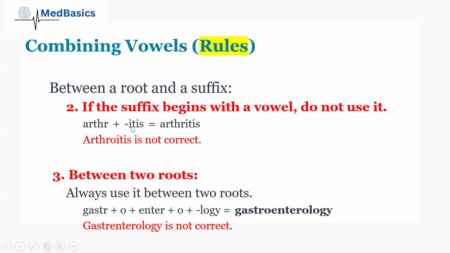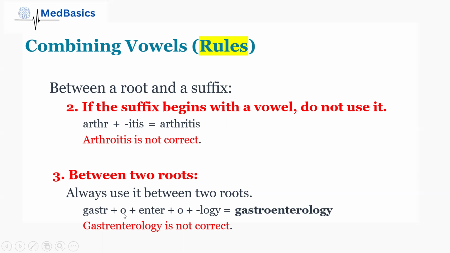So you just have to remember the first alphabet of your suffix. If it is a consonant, we can add O. If it is a vowel, we have to ignore adding the combining vowel. Now, the third rule is between two word roots, which we have already discussed.